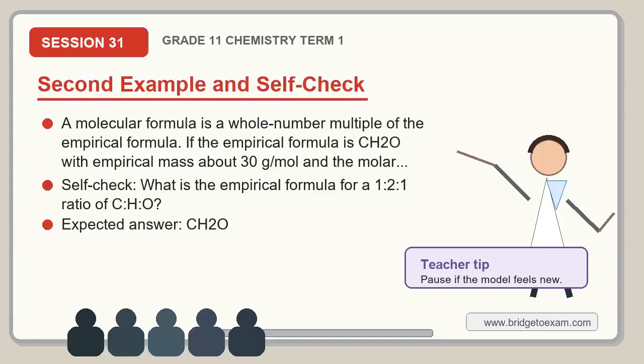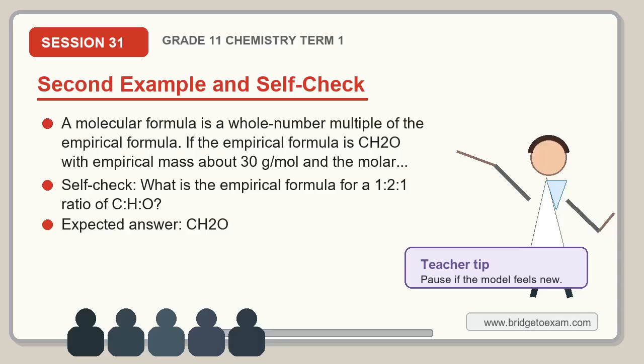A molecular formula is a whole number multiple of the empirical formula. If the empirical formula is CH2O, with empirical mass about 30 grams per mole, and the molar mass is 180 grams per mole, the multiplier is 6. So the molecular formula is C6H12O6. Now answer this self-check.